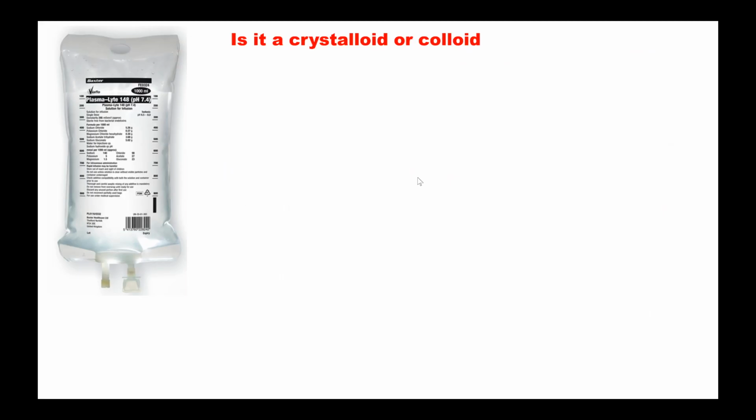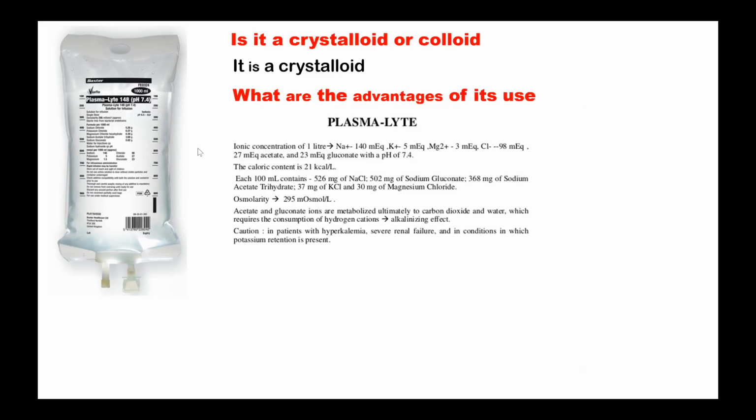Is this solution a crystalloid or a colloid? Crystalloid, sir. What are the advantages of its use? It is the equivalent of our blood plasma. It's called Plasma-Lyte. Ionic concentration is almost equal to plasma value. Calorie content is only 21 calories. Each ml contains all these ions, sodium, chloride, gluconate. The osmolarity is almost like plasma osmolarity.